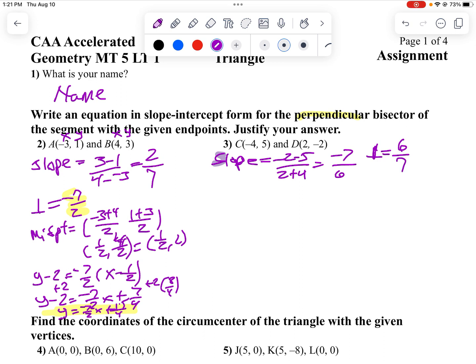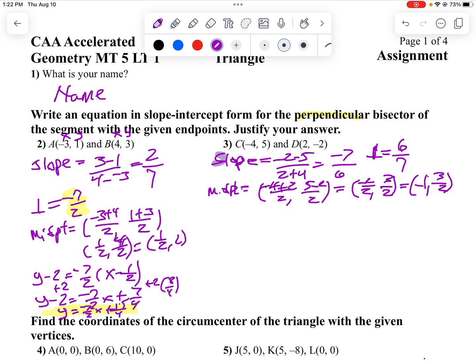Now let's find the midpoint. So my midpoint is going to equal negative 4 plus 2 all over 2, and 5 minus 2 all over 2. Negative 4 plus 2 would be negative 2 over 2. 5 minus 2 would be 3 over 2, so that would be negative 1 and 3 over 2. And there is our midpoint.